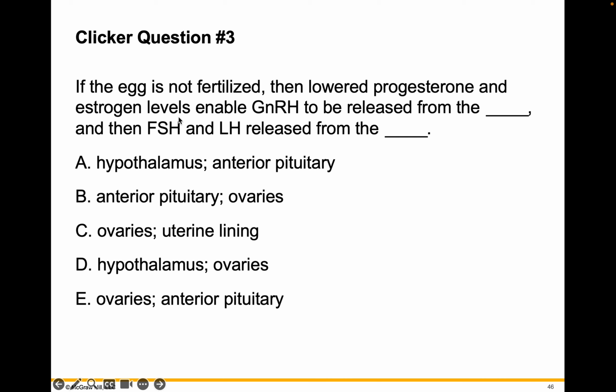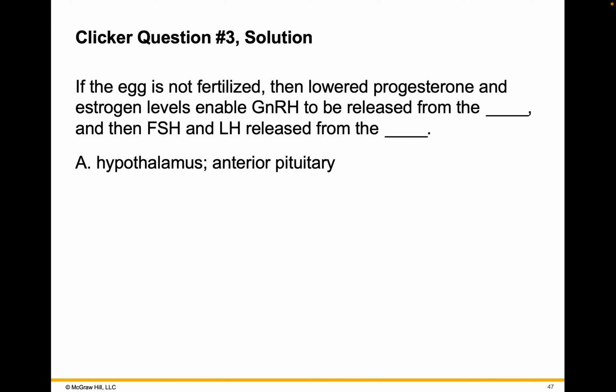All right, if the egg is not fertilized, then lowered progesterone and estrogen levels enable GnRH to be released from where, and the FSH and LH released from where else? Good. So the GnRH is released by the hypothalamus, and FSH and LH are released from the anterior pituitary.